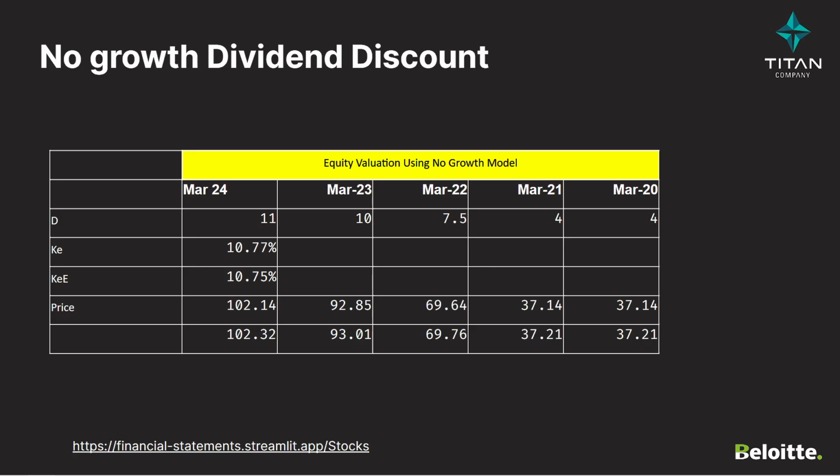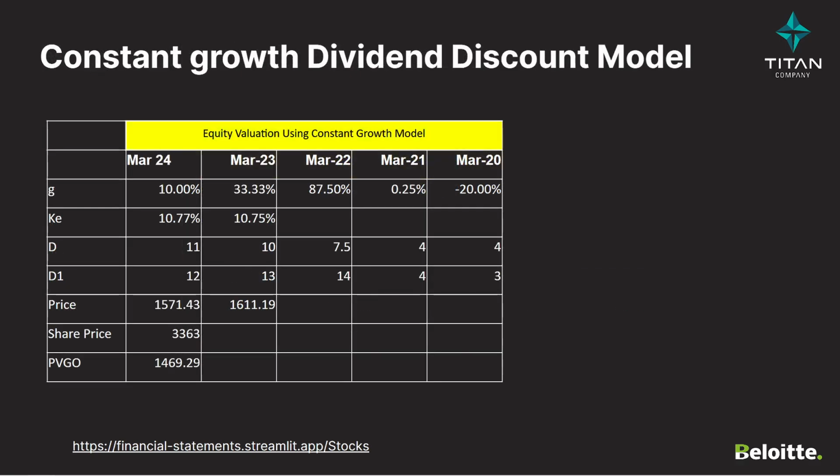So this says that they are not paying out dividends in the proportion they used to, and it's a very high growth. So their value is not seen in the dividends they're giving out, but in the capital appreciation. So moving on to the constant growth dividend discount model, this gives a closer estimate to the actual market value, but still it's very far off.